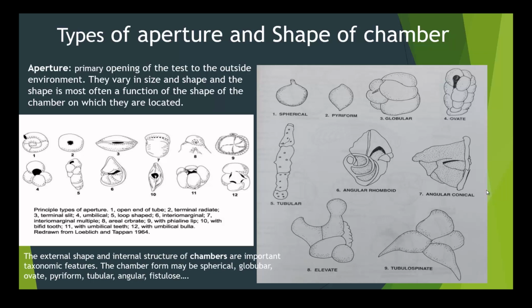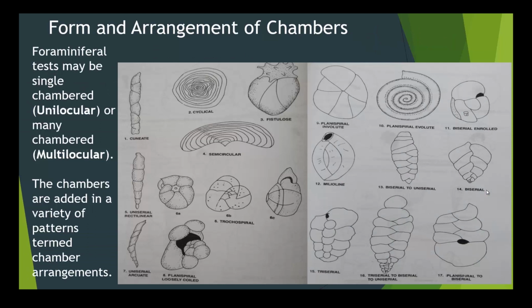Now, forams can be single-chambered or unilocular, or multi-chambered or multilocular. The chambers are added in a variety of patterns, which is termed chamber arrangements. Here we can see the different ways chambers can be arranged. They range from cyclical to fistulose to planispiral involute, planispiral evolute, uniserial, biserial or triserial. There may be other forms of chamber arrangement too.